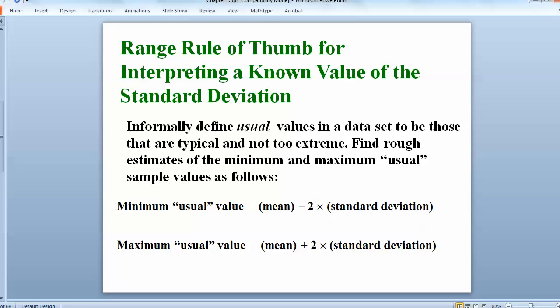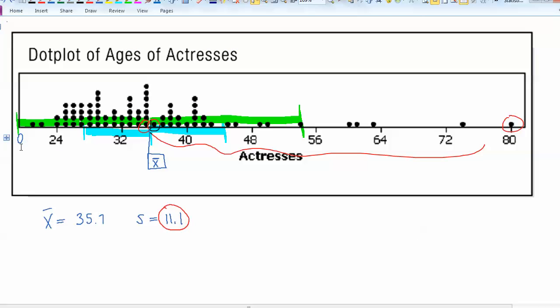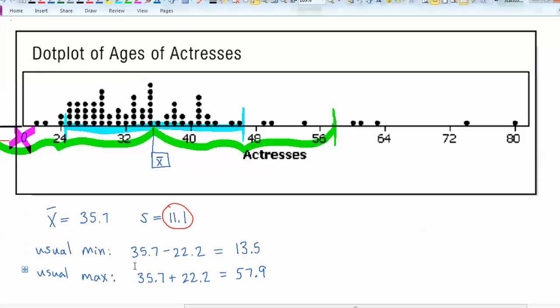So going back to that picture that I had, we'd expect that our usual min would be around here, and that's not true because I wasn't running the numbers exactly. In fact, if you take 35 and you take away 22, you're not at 0. So my bar is obviously a little bit off. In fact, what would it be? So we'd have 13.5 as the usual minimum and 57.9.